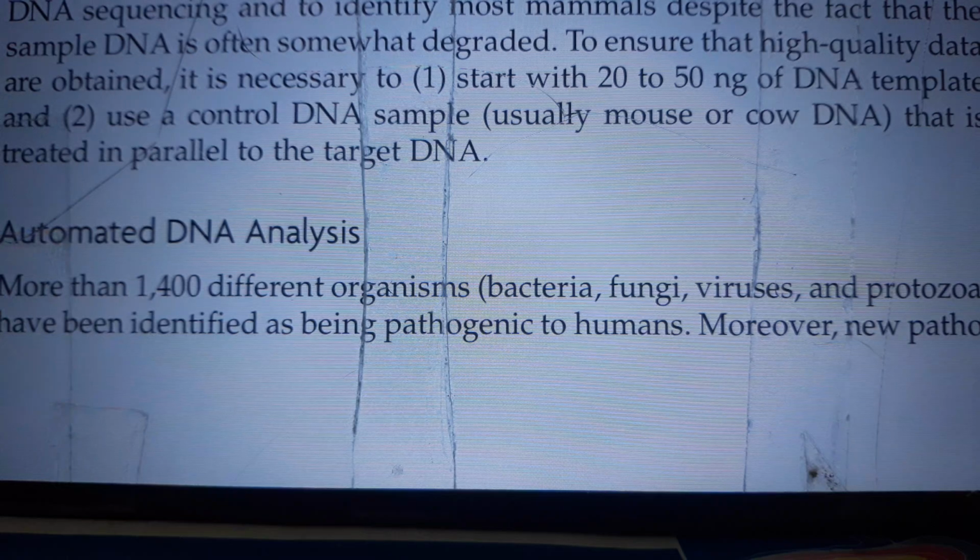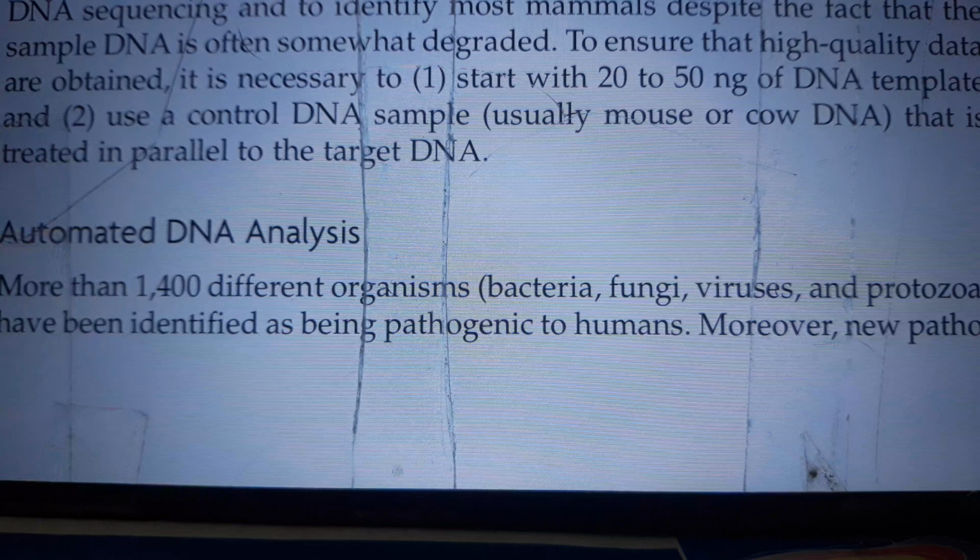To ensure that high quality data are obtained, it is necessary to, 1, start with 20 to 50 ng of DNA template, and 2, use a control DNA sample, usually mouse or cow DNA, that is treated in parallel to the target DNA.